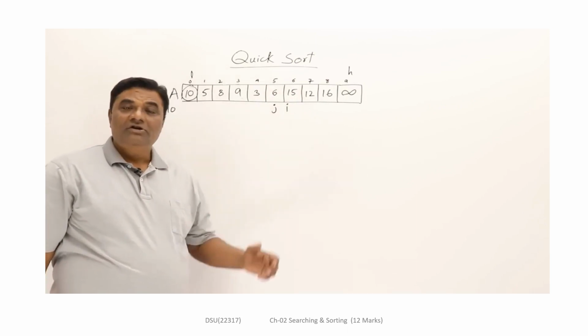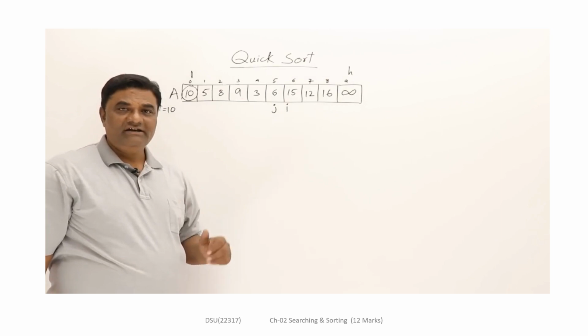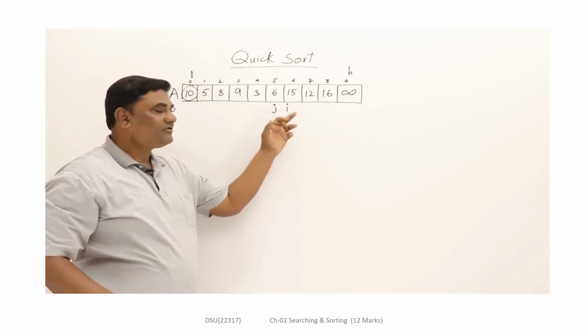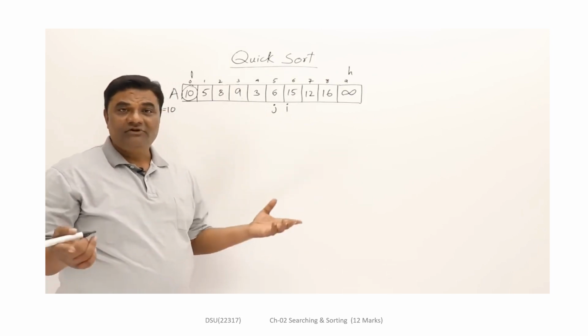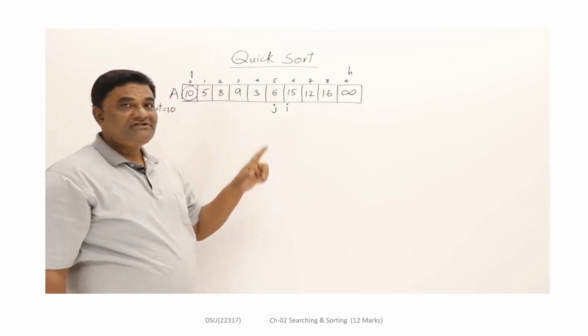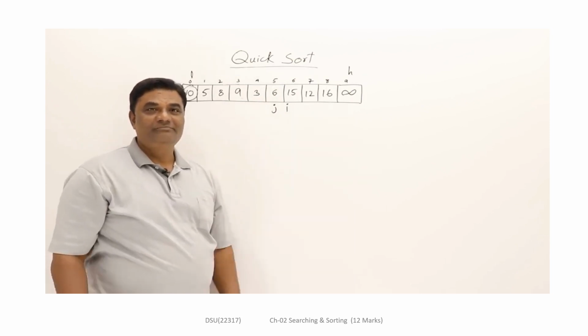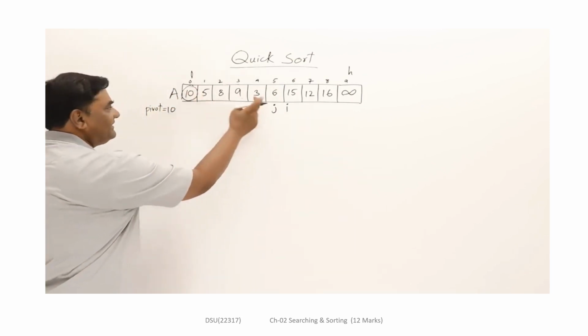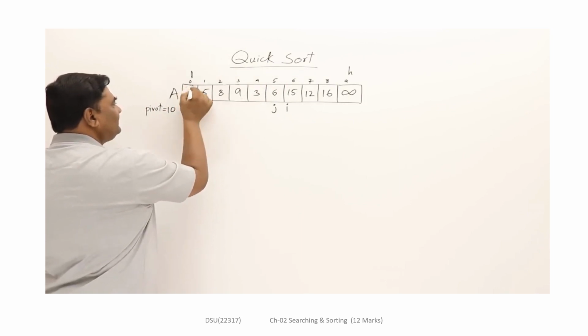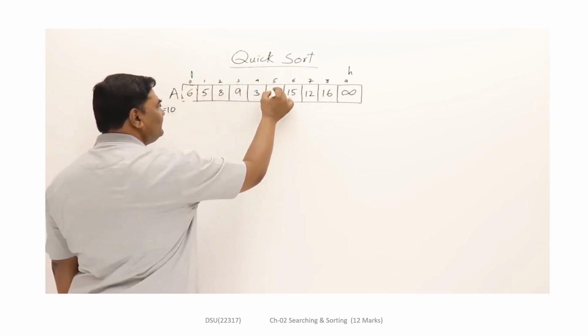That's all. Don't interchange the I and J elements because I became greater than J. I has crossed J. It means we found the position of the pivot. What is the position? J. Wherever J is pointing, that is the position of the pivot. So send that element here and take 10 as this position.